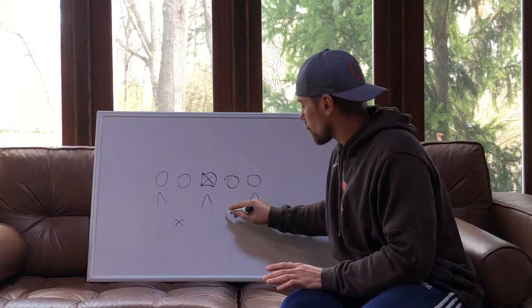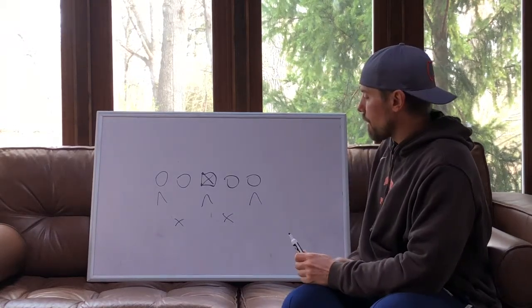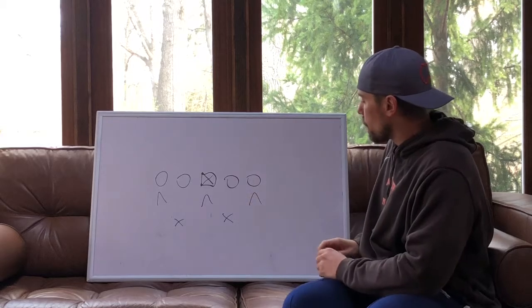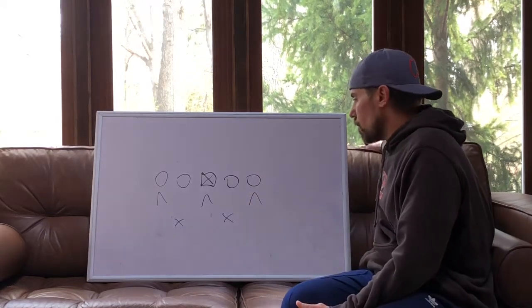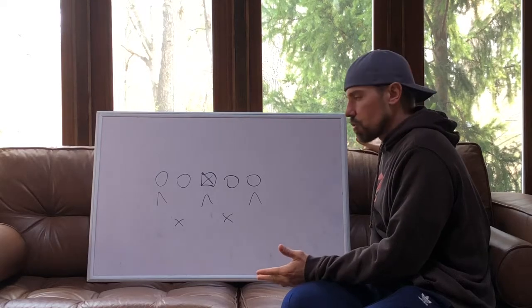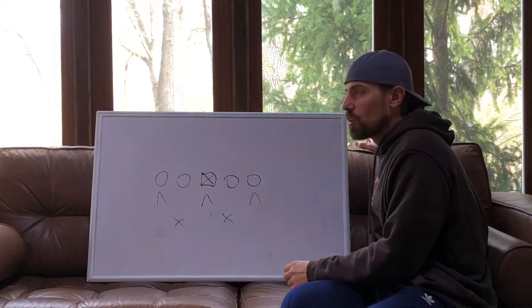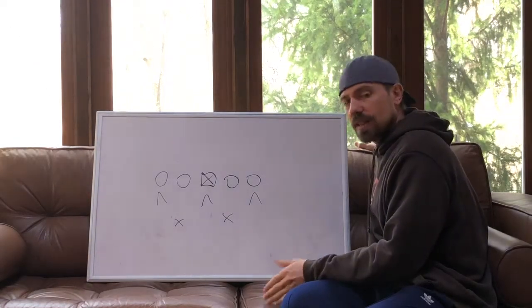You're going to have a set of rules, guys, for each blocking series that tells the guys up front what they need to do. Whenever we're running a run play, there's basically three things we can do to a defender. We can block him, we can read him, or we can leave him.